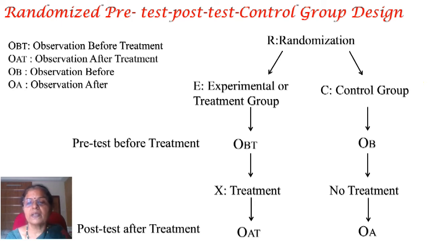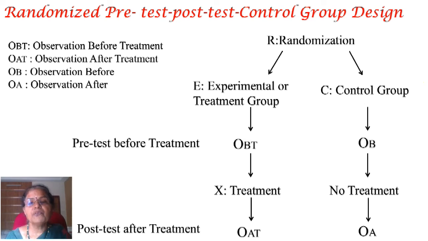And this is called the randomized pre-test, post-test, control group design, because we have in this experiment randomization of the sample, randomization of the assignment of the students to both the groups, pre-test conducted, post-test conducted, and there is a control group which did not receive any treatment.